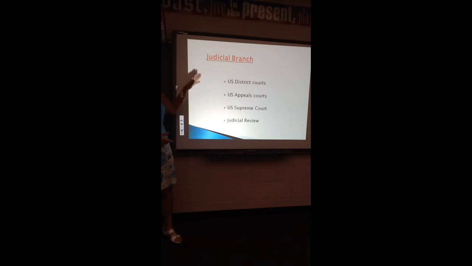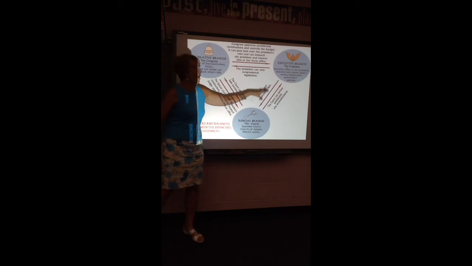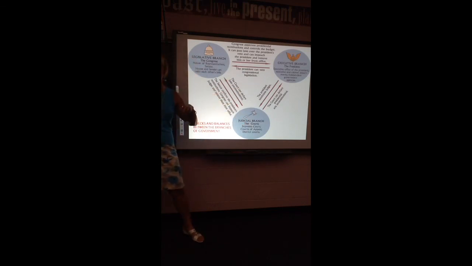The last branch is the judicial branch. It has the United States District, Appellate, Supreme Courts, or Supreme Court. And it's the whole idea of the courts have as part of their responsibility to review the laws. So those are the first 3 parts. These parts all have what we call a check and a balance.